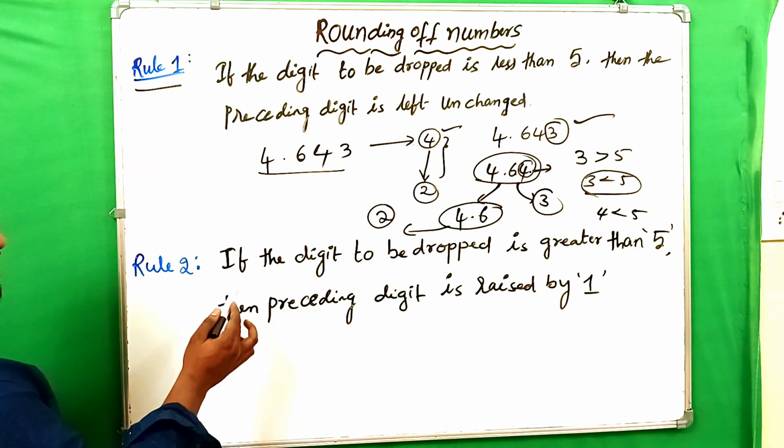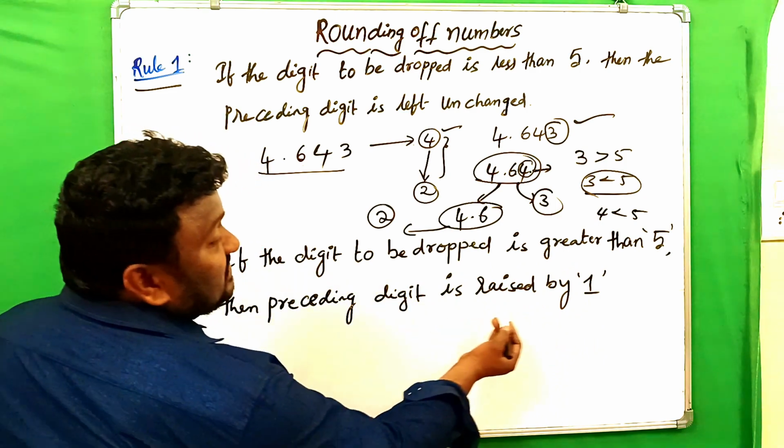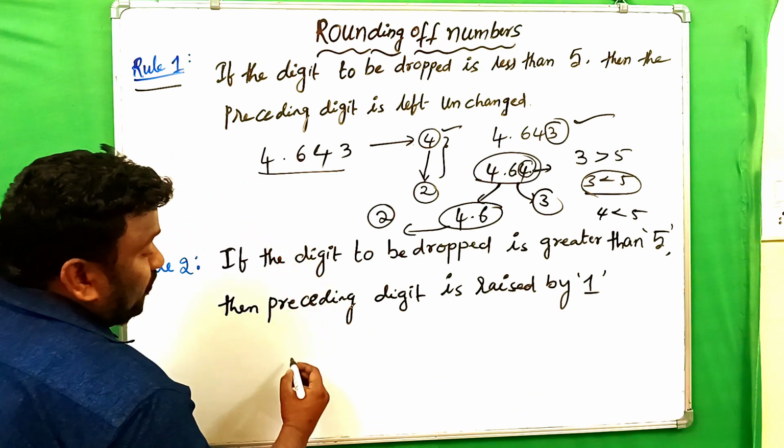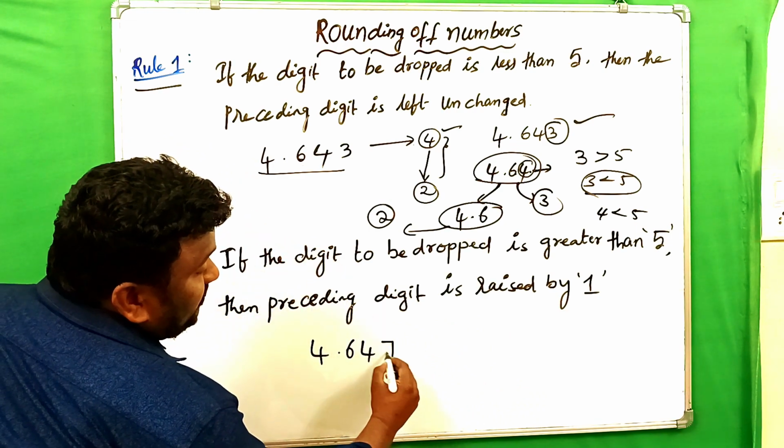Look here once again: if the digit to be dropped is greater than 5, then the preceding digit is raised or increased by 1. For example, here I am going to write 4.647.